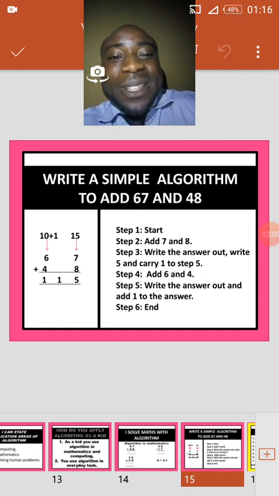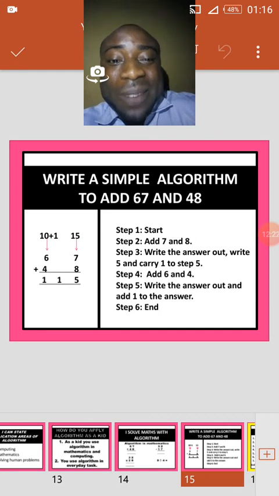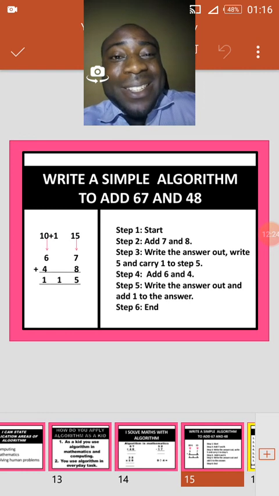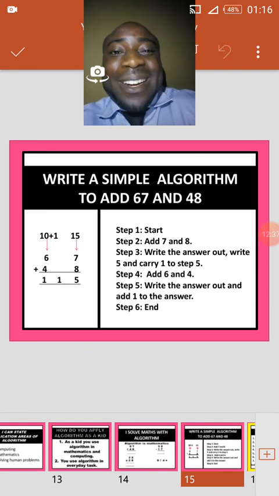Now, let's apply that in our algorithm. To start with, step 1, start. Step 2, add 7 and 8. Step 3, write the answer out. Write 5 and carry 1 to step 5. And step 4, add 6 and 4. And step 5, write the answer out and add 1 to the answer. And step 6, end. That is the way we write algorithm.